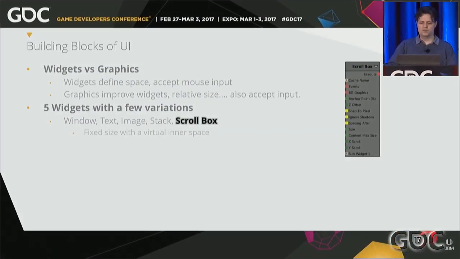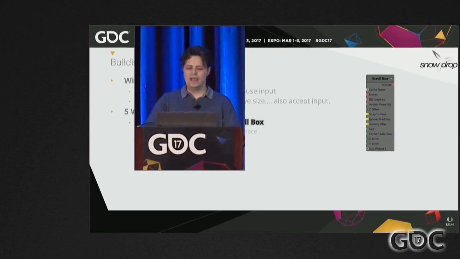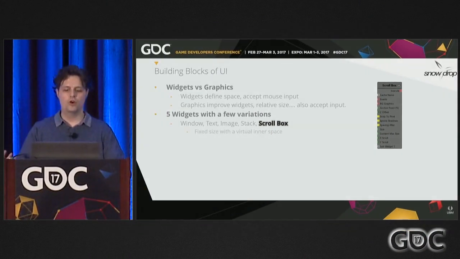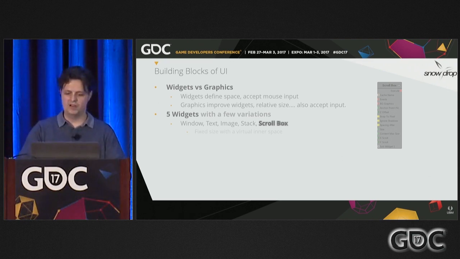The scroll box is probably the only complicated widget that we have. And it basically just moves its internal contents around and defines a clip area, so that it won't render outside of a defined space. So it's pretty much used for just scrolling content around and clipping it off.